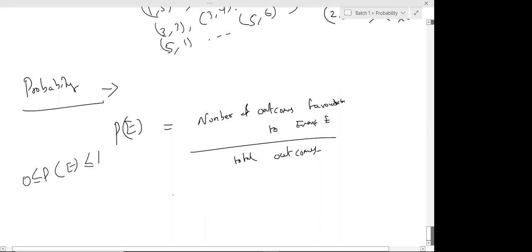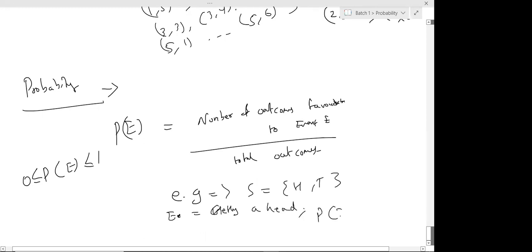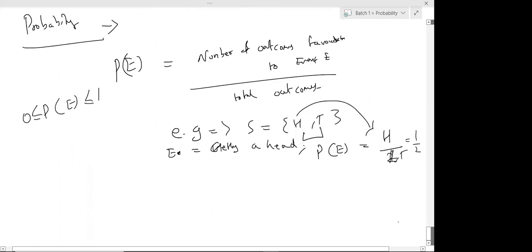Right. For an example, the sample space was head comma tails. Right. If they describe the event you want as A is equals to getting a head. Then probability of event will be what you want upon total outcomes head comma tail, so 1/2. All right.